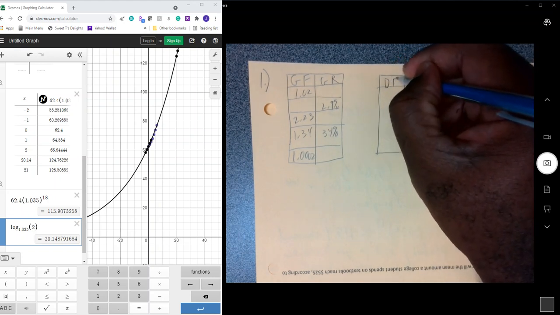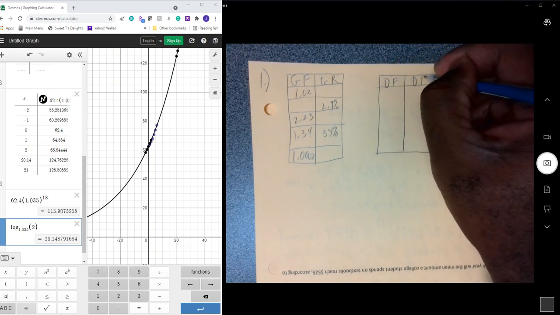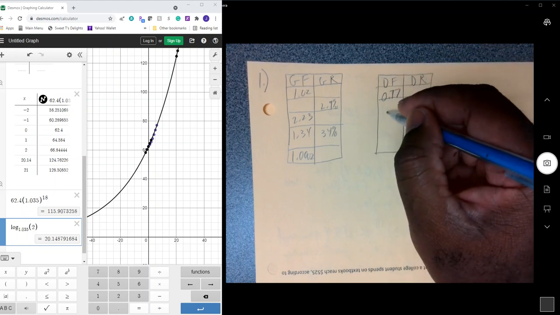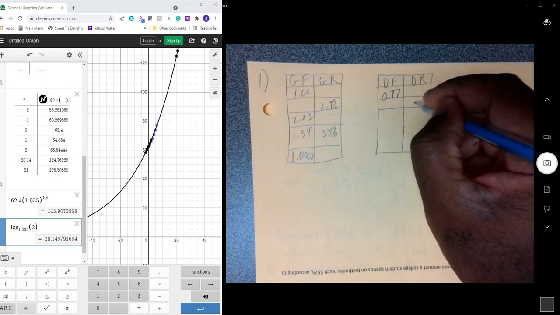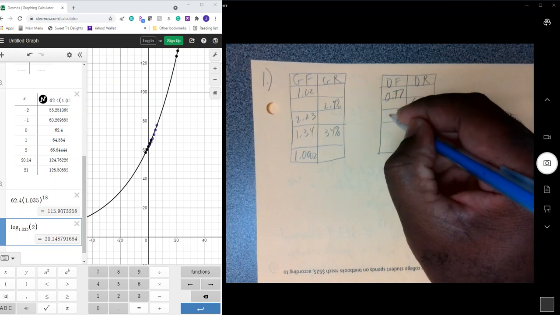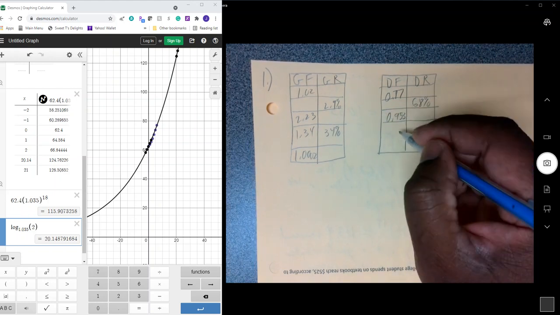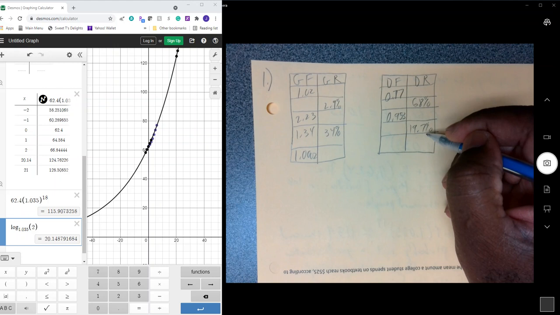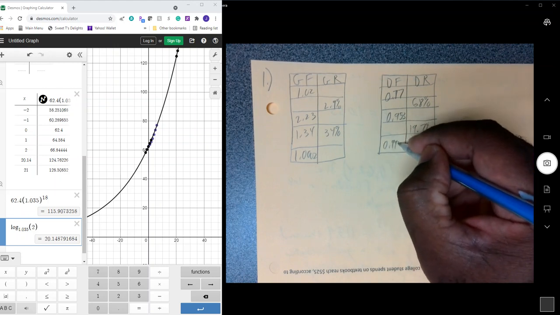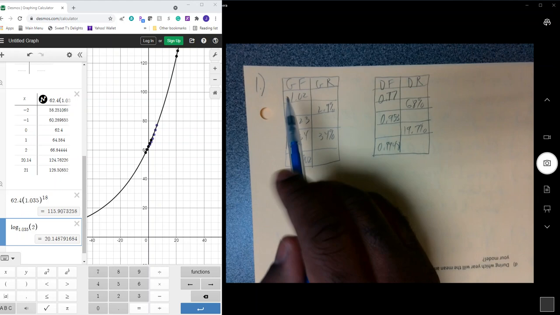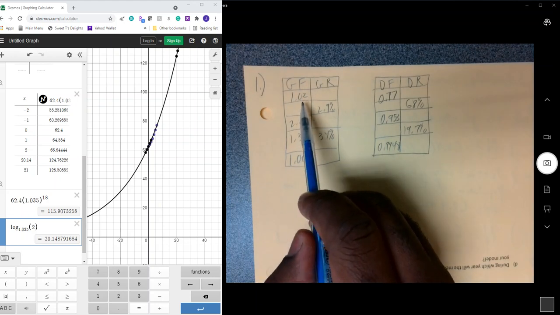Now, let me go to the decay factor and the decay rate. Say 0.77, 68%, 0.953, 19.7%, and then 0.9948.